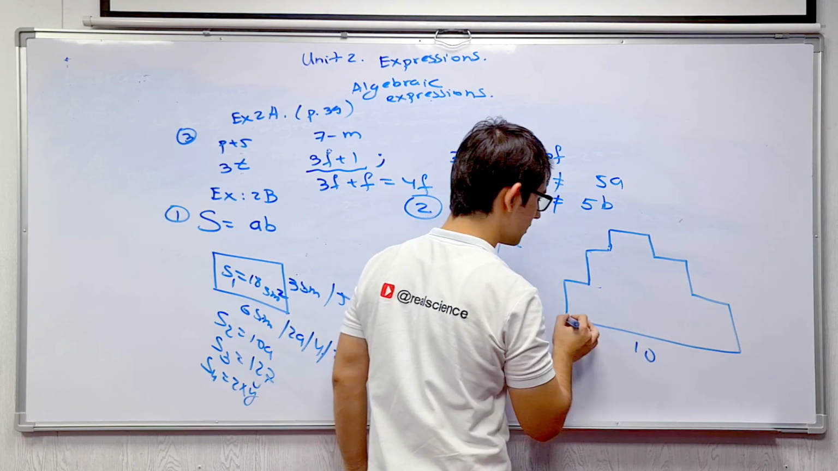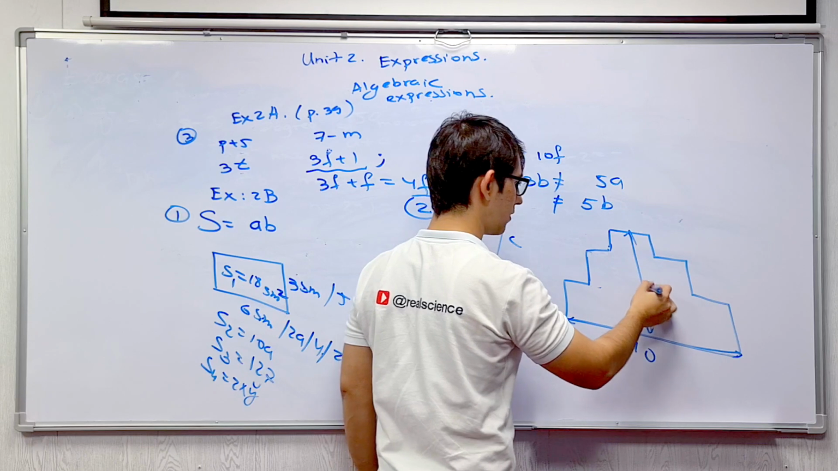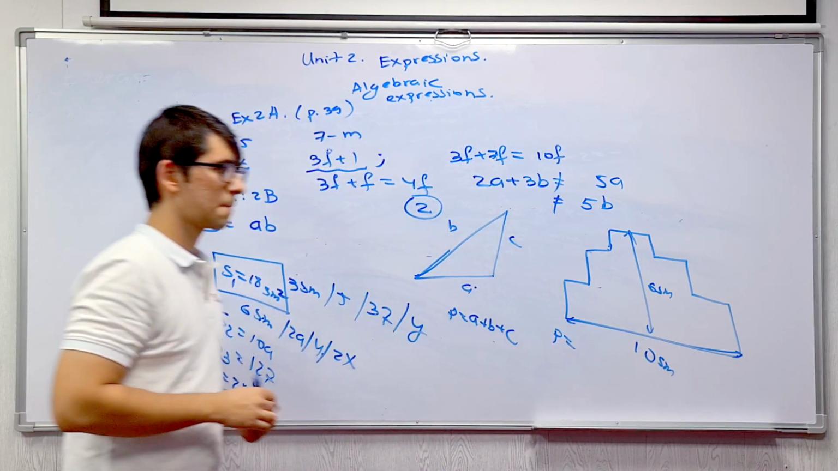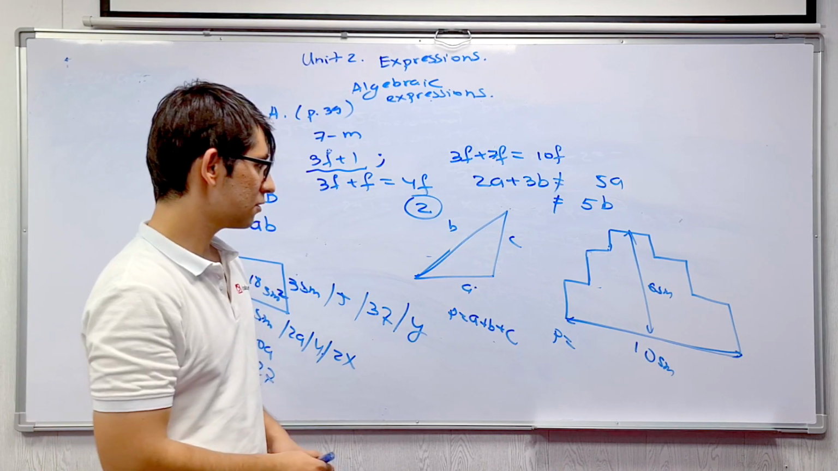If this side is 10 in total, and here you're having 6 centimeters, can you find the perimeter of this shape? 34? Huh? 32. 32.